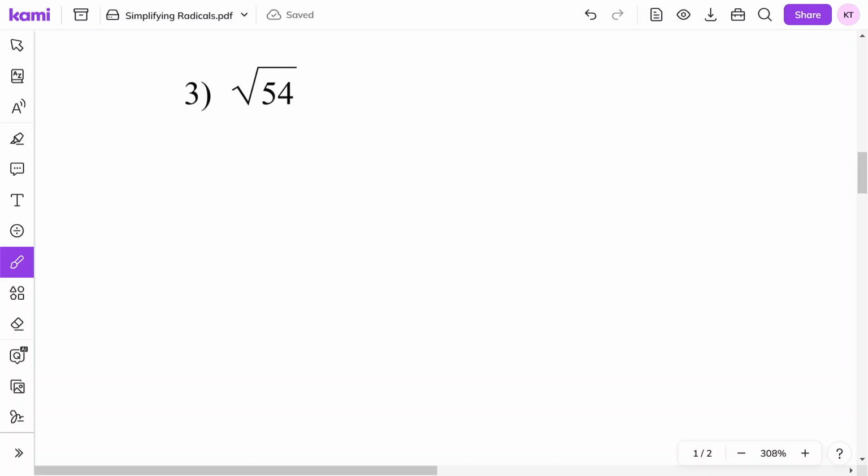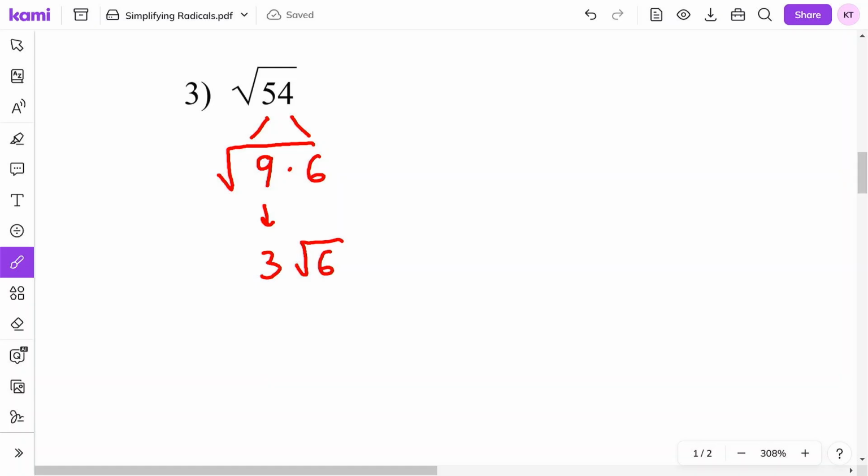So the greatest perfect square factor of 54 is going to be 9, and 6. So 9 times 6. The square root of 9 is going to be 3, so I'll pull that 3 out. And I cannot take the square root of 6, so it'd be 3 root 6.